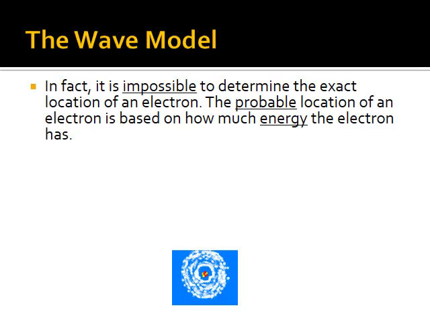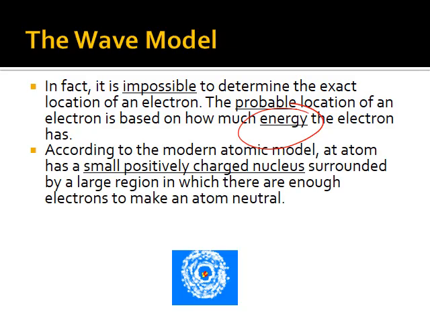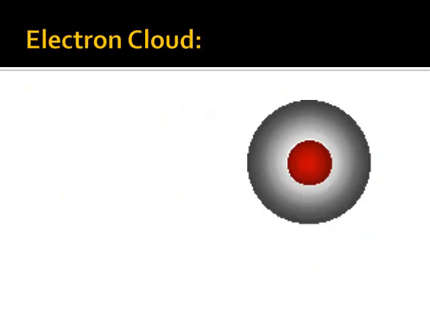What we can do, though, is because of how much energy it has, we can predict the general location that it's going to be in the model. So it still works out where you have a small nucleus surrounded by a large region of electrons, and there are always enough protons to cancel out the number of electrons when you have a neutral atom. Then the general location is dependent upon how much energy each electron has.